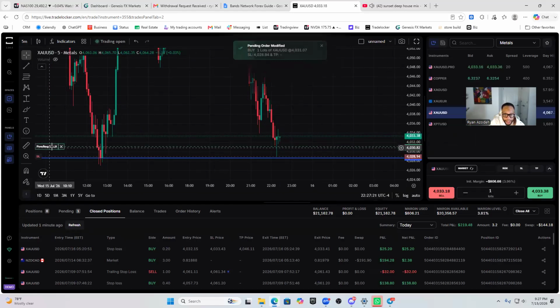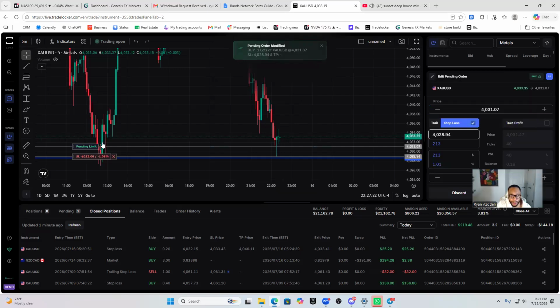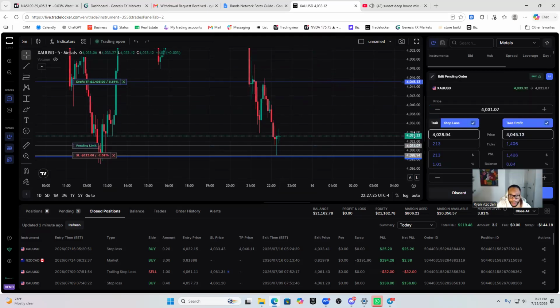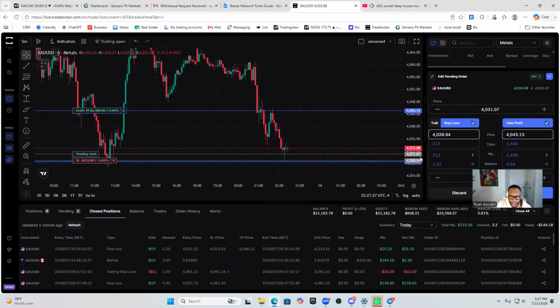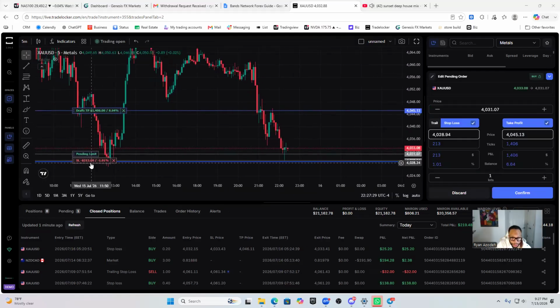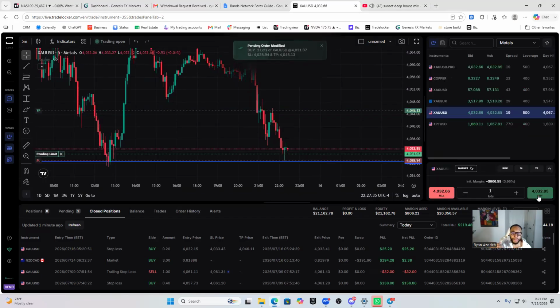I can put my TP again on the trade up here. Now, as you can see, with one lot, guys, I can risk 213 to make 1,400. You see what I mean? So the bigger the lot size, the more money you can make and the more money that you can also lose. But at the same time, you've got to be putting your stop losses on your trades so you can be taking trading seriously.